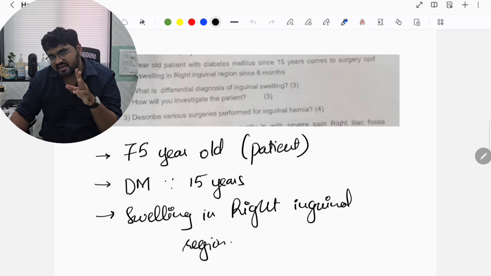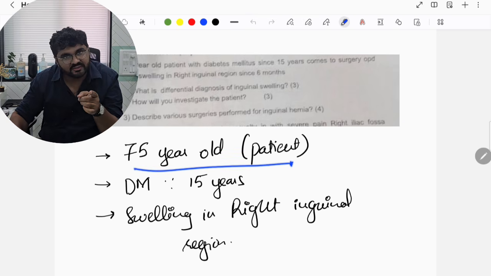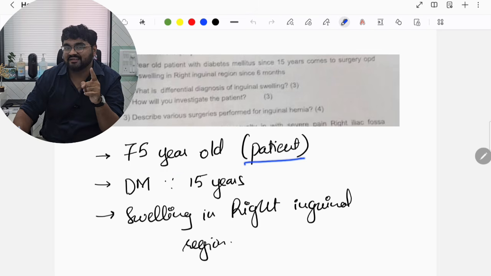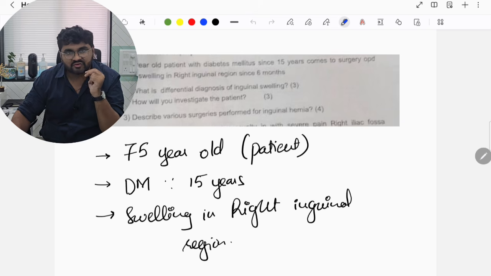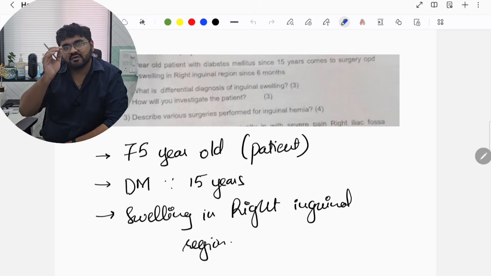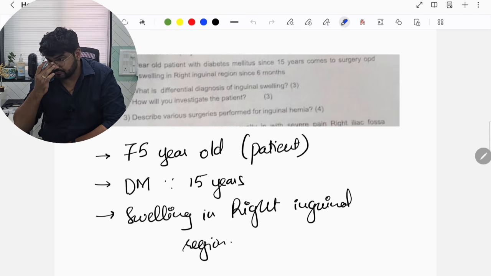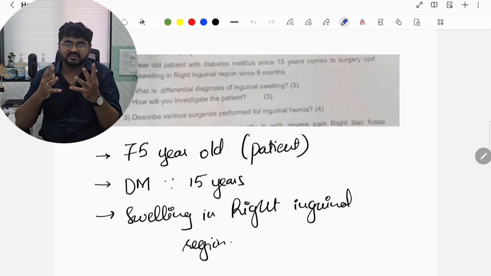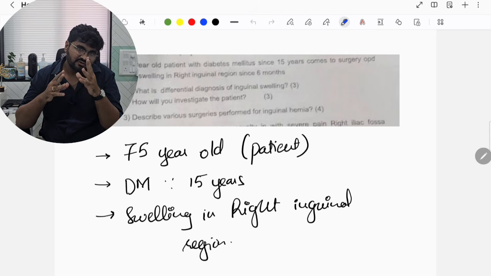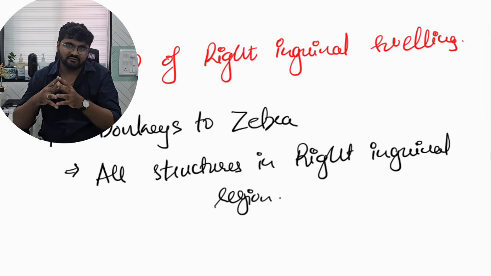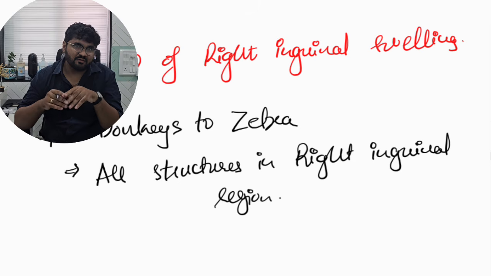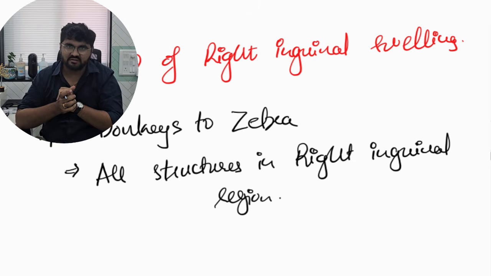So the three important things they have given here are: a 75-year-old patient, so no, they have not mentioned any gender here; DM since 15 years; and swelling in the right inguinal region. The first question they have asked is: what are the differential diagnoses of inguinal swelling? Whenever such a question is asked regarding differential diagnosis, you need to keep the most common pathologies first, and then go to the rare diagnoses. So I always say that you always keep your donkeys first and you end with your zebras.